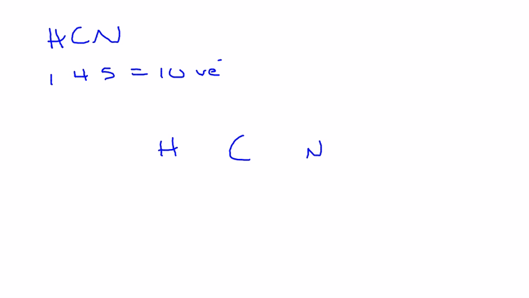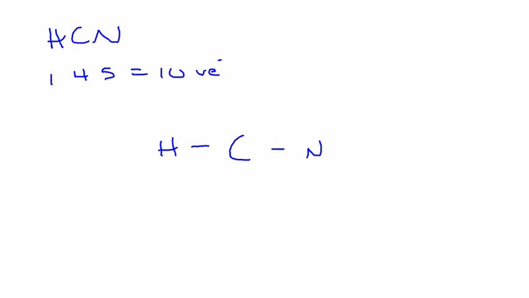We've got HCN. We've got to start with the type and number of atoms. We've got 1 hydrogen, 1 carbon, and 1 nitrogen, which means we have 1, 4, and 5 valence electrons, which gives us a total of 10 valence electrons. So that's how many we get to spread out here. Carbon is going to be our central atom, and we're going to have a hydrogen on one side and nitrogen on the other side. Let's start with just one bond.